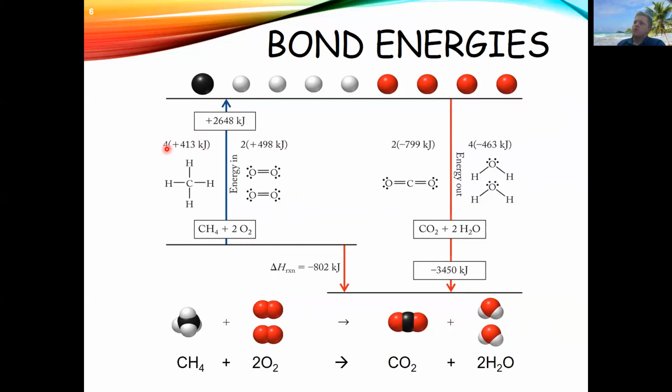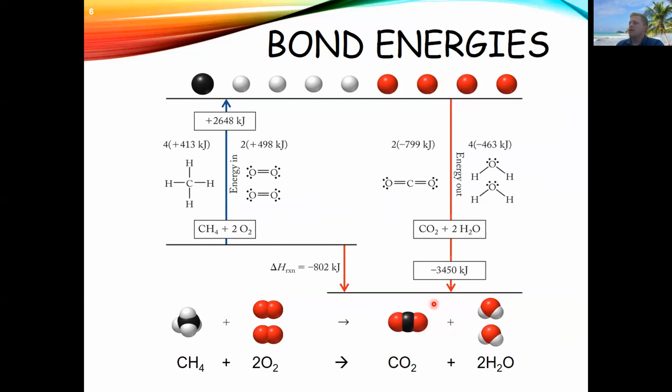Okay. So we're going to multiply this number out, multiply this one out, add those together, and we're going to find that we have to put in 2,648 kilojoules of energy to break all of these bonds in our reactants. Okay, we're then going to take all these atoms now that we've separated out, we're going to recombine them into new molecules. So we're going to be forming some bonds. And as we form bonds, we're going to be releasing energy from our system.